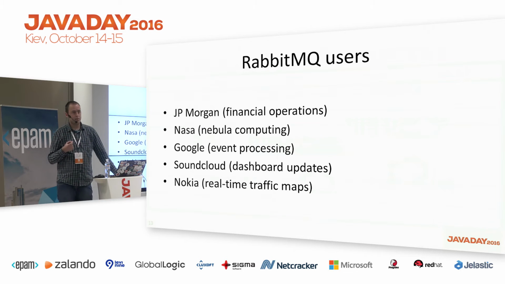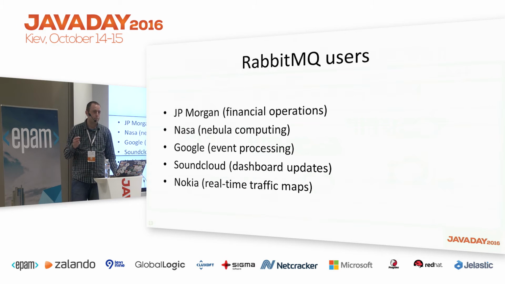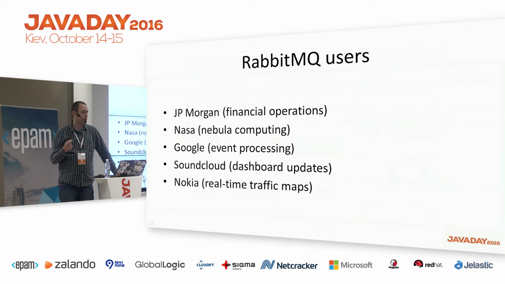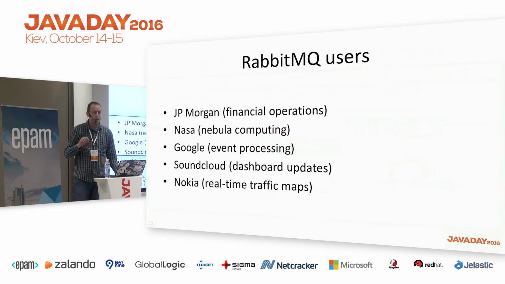Some distinct users of RabbitMQ, for example, are JP Morgan. They state that they process on a daily basis around 1 billion transactions through the message broker. Some other distinct users are Google and Nokia, which use RabbitMQ for real-time traffic maps. They have an application that they use it for. And some of those users typically state that they process between 15 and 20,000 messages per second, which is actually quite performant.